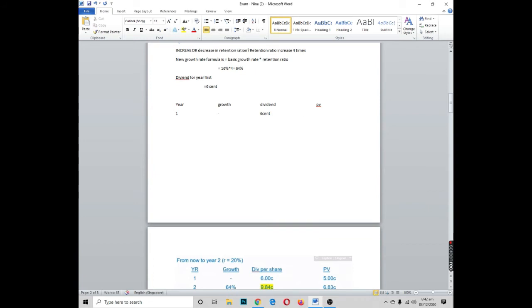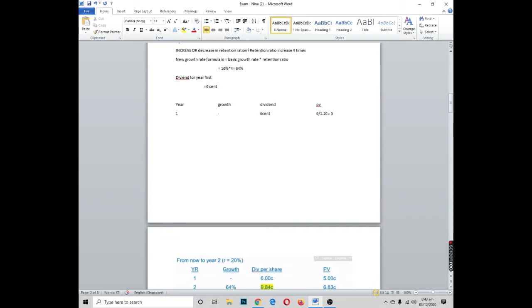Present value: 6 cents divided by 1.20. The 1.20 comes from the formula of discount factor plus required rate of return or cost of equity given in part 1. So the answer if we divide will be 5.